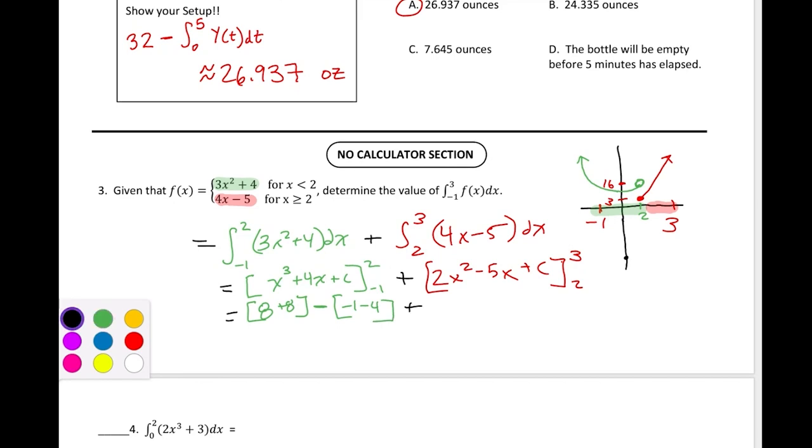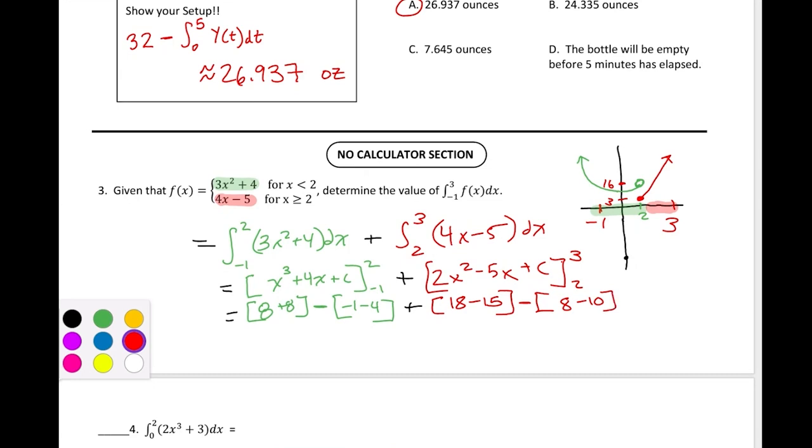I'm going to ignore the c's because, as we've seen many times, those c's are going to cancel each other out. And then for the second piece, I'm going to start by substituting in 3. So 3 squared is 9, times 2 is 18. 18 minus 15, 5 times 3 is 15. And then minus, we'll substitute in 2 now. 2 squared is 4, times 2 is 8, and 5 times 2 is 10.